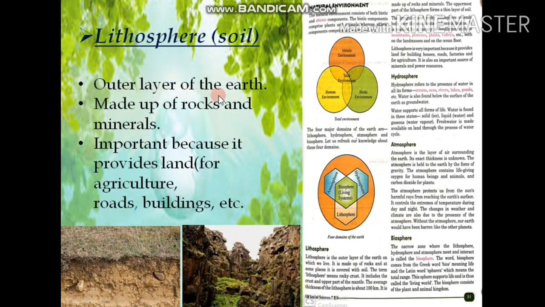It is the outer layer of the earth. It is made up of rocks and minerals, and at some places it is covered with soil. Its average thickness is 100 km, and the term lithosphere means rocky crust. It is very important because it provides us the land for agriculture, construction of roads, buildings, etc. And it is an important source of minerals and power resources.